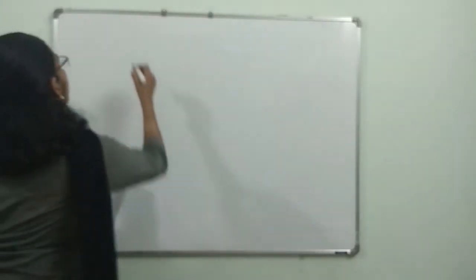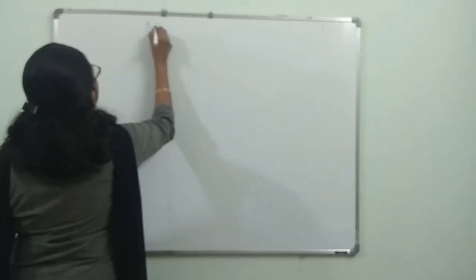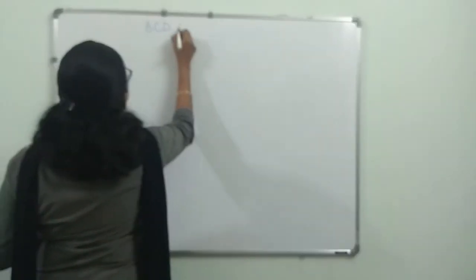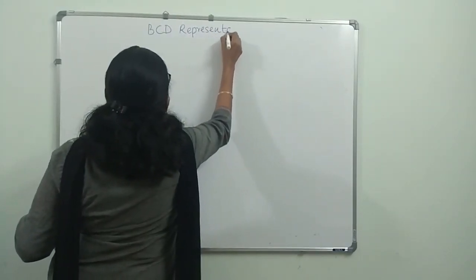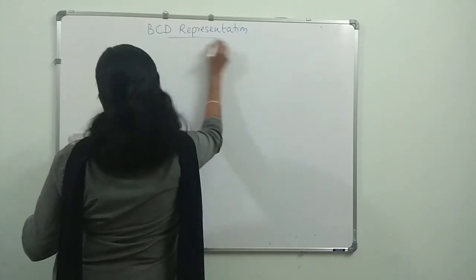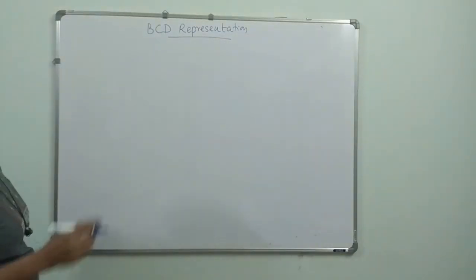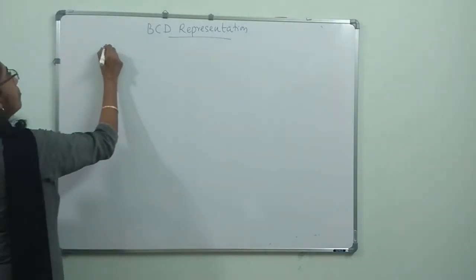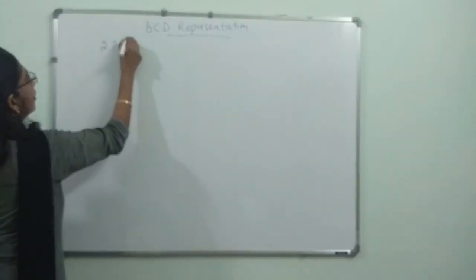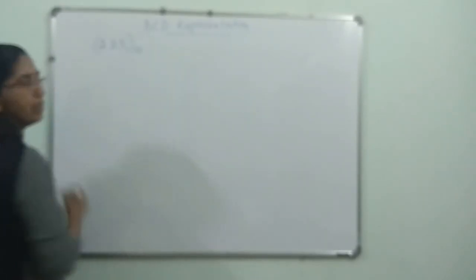There is one more method of representing numbers, that is binary coded decimal representation. This is another method of representing binary numbers. Suppose you have the number 235 in decimal. You want to represent it in binary coded decimal. For that, each of these digits we separately represent in a 4-bit binary format.